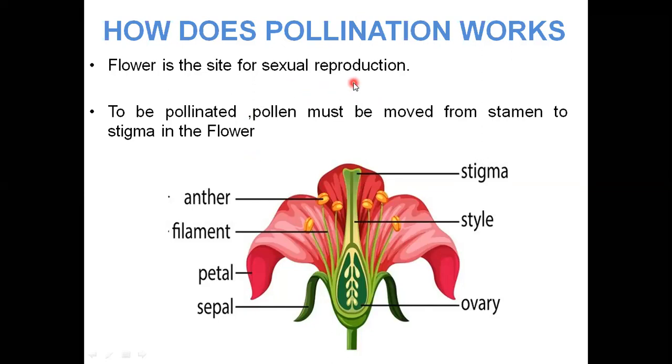As we know, the flower is the site of sexual reproduction, so the pollination process also occurs on the flower. To be pollinated, pollen must be moved from the stamen to the stigma in the flower. This is the male reproductive part, the filament and anther. This is the female reproductive part, the ovary, style and stigma, which is in the carpel. Now the pollen grains present in the anther will transfer onto the stigma for pollination, and via the pollen tube they will enter the ovule inside the ovary for fertilization.